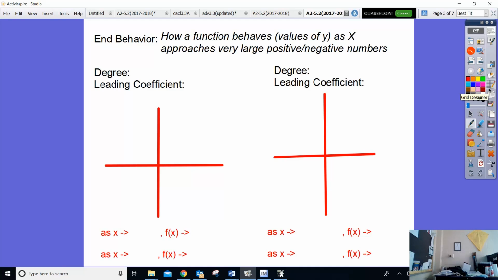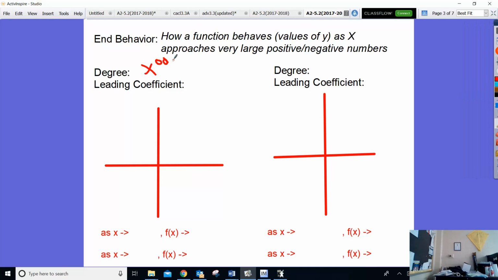Four things that we have to memorize. The degree up here talks about the exponent. We'll just call it some x to an odd degree. What's an example of some x to an odd degree? X to the third power, X cubed, maybe even x to the first. We'll use x to the first as an example because you guys don't know what x cubed looks like yet.